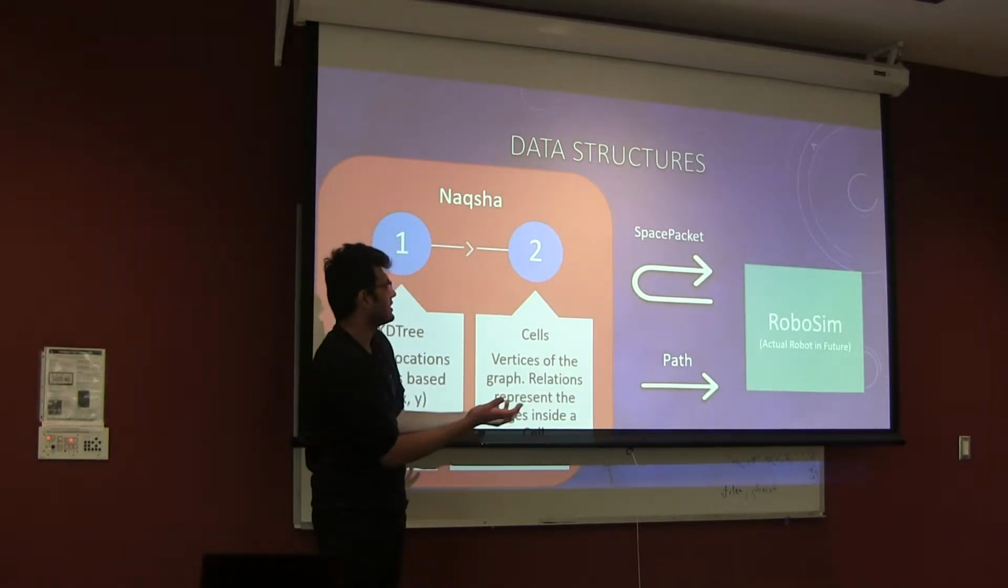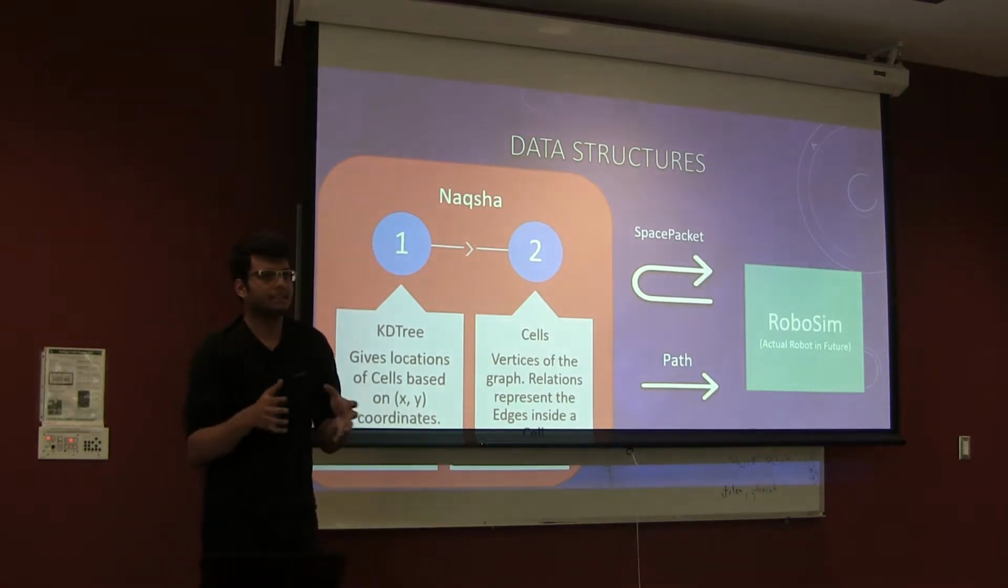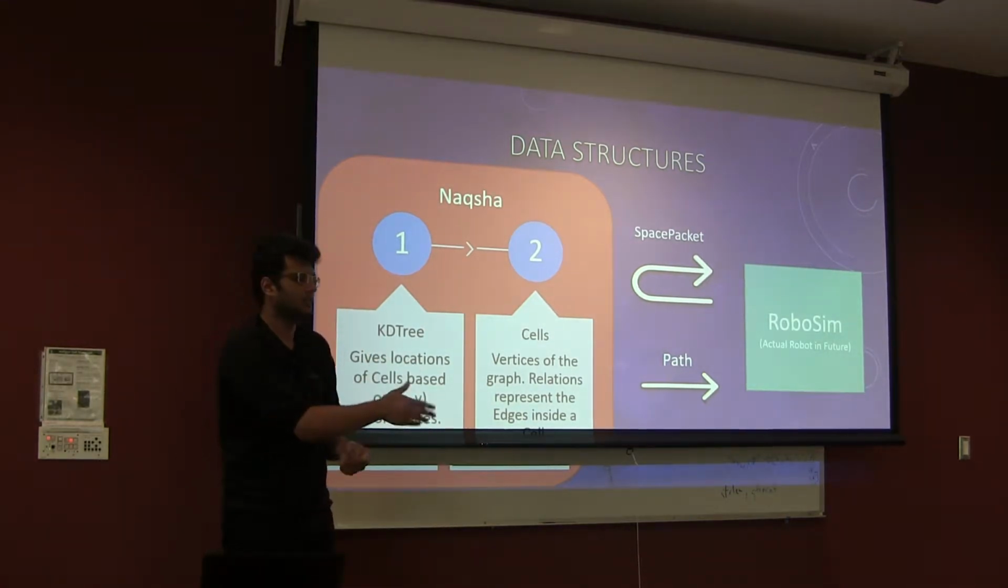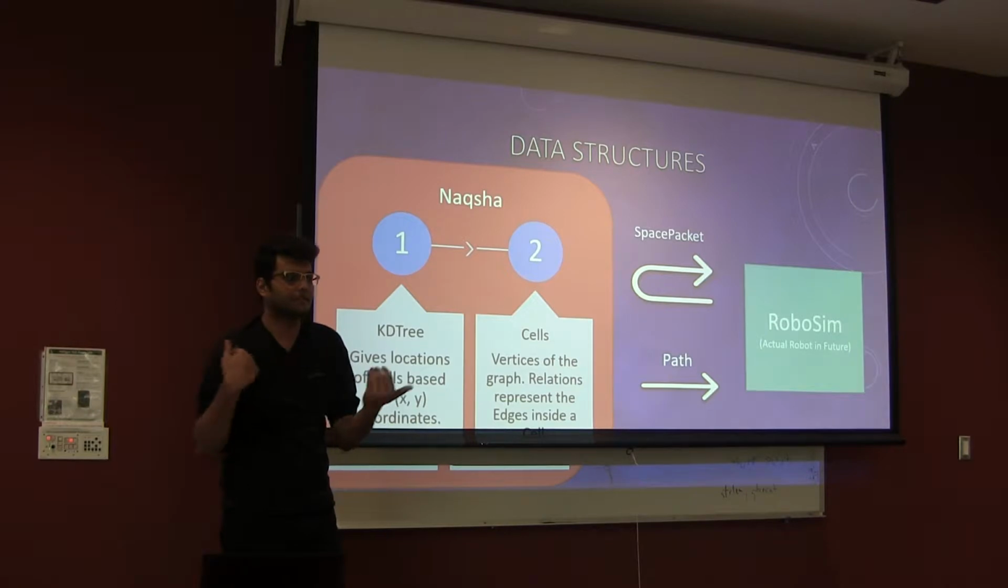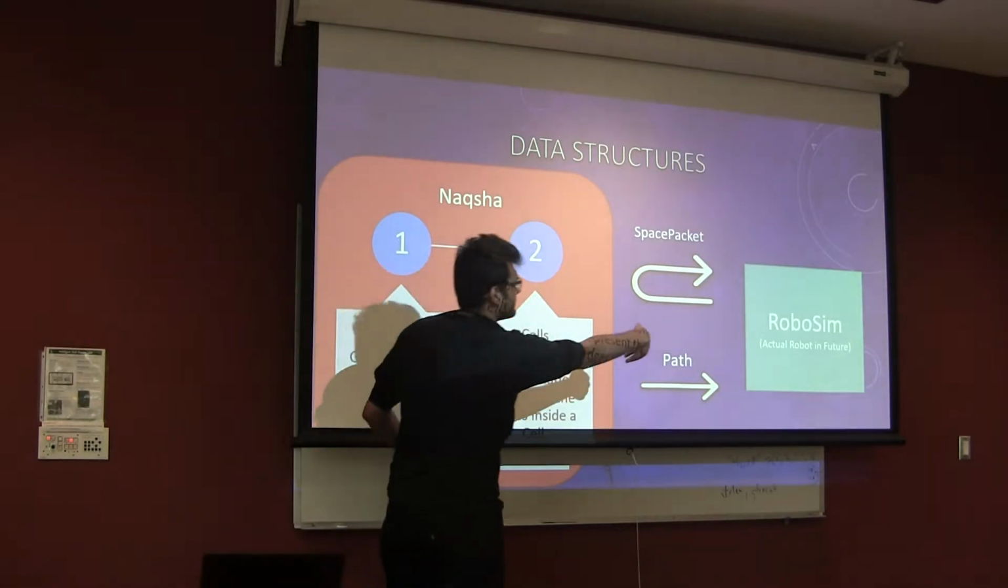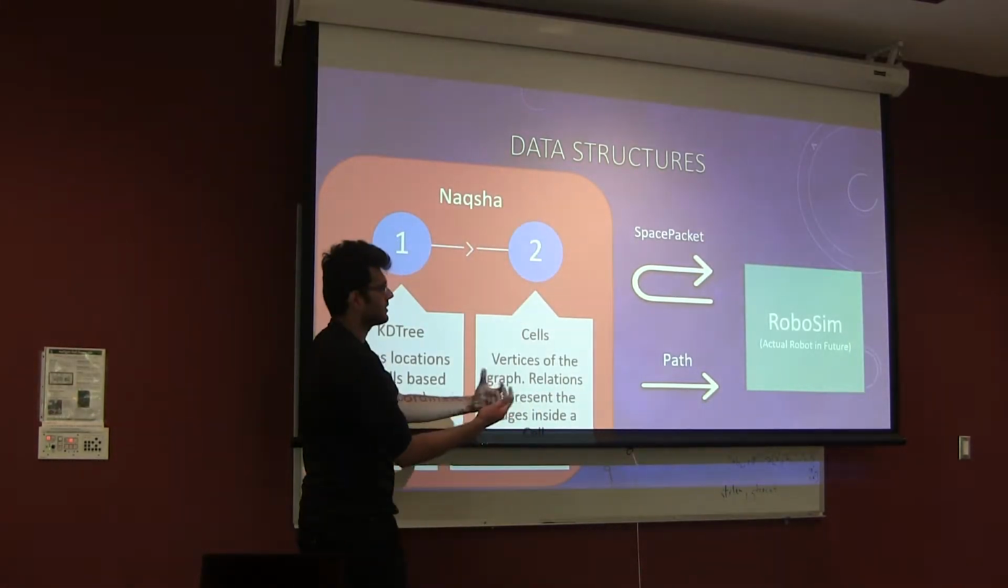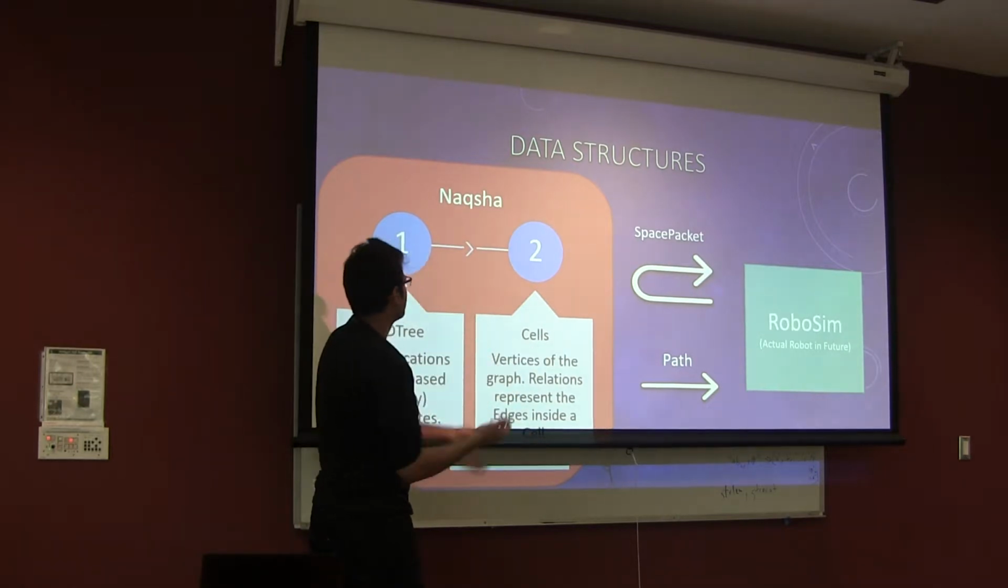And the other thing that Naqsha gives back is a path. Currently the path is a string, like 1, 2, 3, which represents left, right, up, down. And you can interface with that. Currently it's using RoboSim, so you could use a robot there.